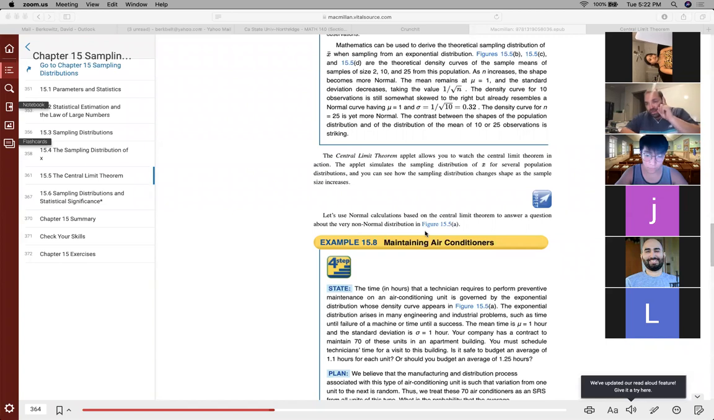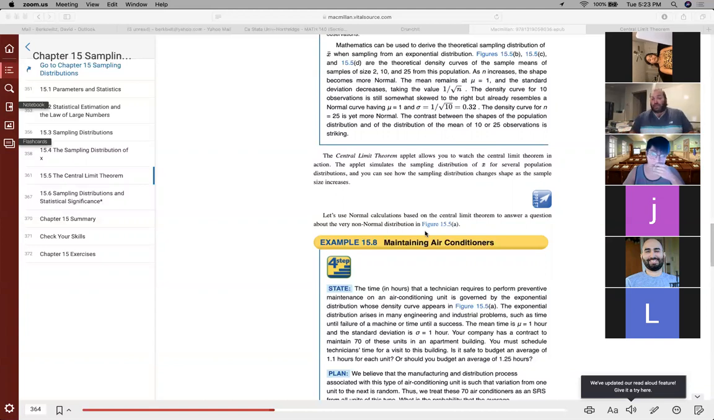So if I look at 1 unit and 1 unit only, what is the average amount of time that it should take before it breaks or whatever we're looking at? 1 hour. Now, your company has a contract to maintain 70 of these units in an apartment building. You must schedule technicians' time for a visit to this building. Is it safe to budget an average of 1.1 hours for each unit? Or should you budget an average of 1.25 hours?